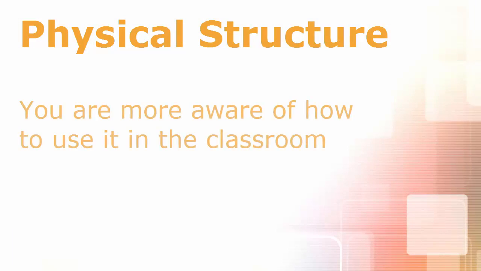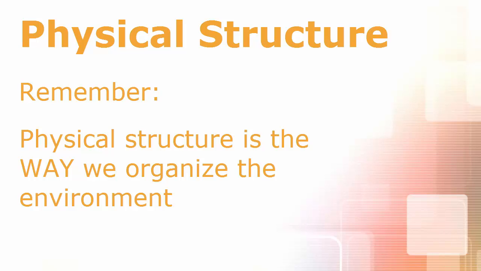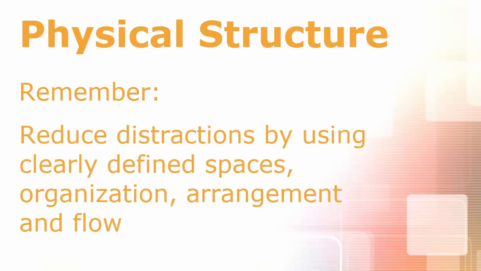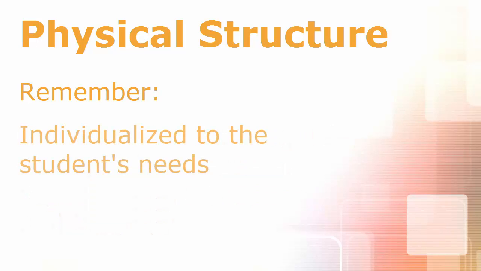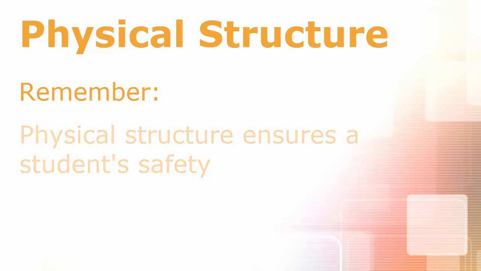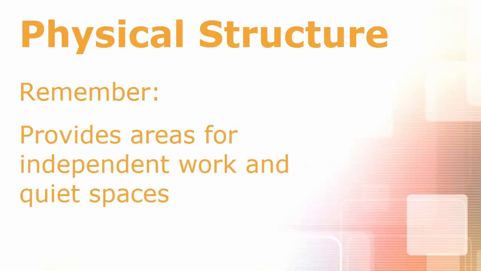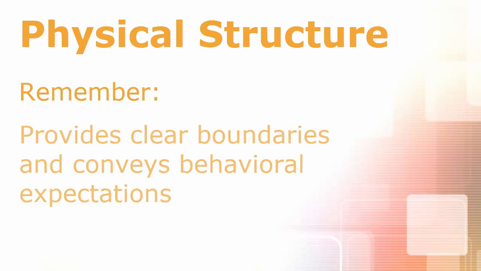Now that you've seen some examples of physical structure, you are more aware of how to use it in the classroom. Remember, physical structure is the way we organize the environment and reduce distractions by using clearly defined spaces, organization, arrangement, and flow. Physical structure is individualized to the student's needs and helps a student be successful in many different ways. Physical structure ensures a student's safety, improves classroom navigation and access to materials, provides areas for independent work, quiet spaces, and provides clear boundaries and conveys behavioral expectations.